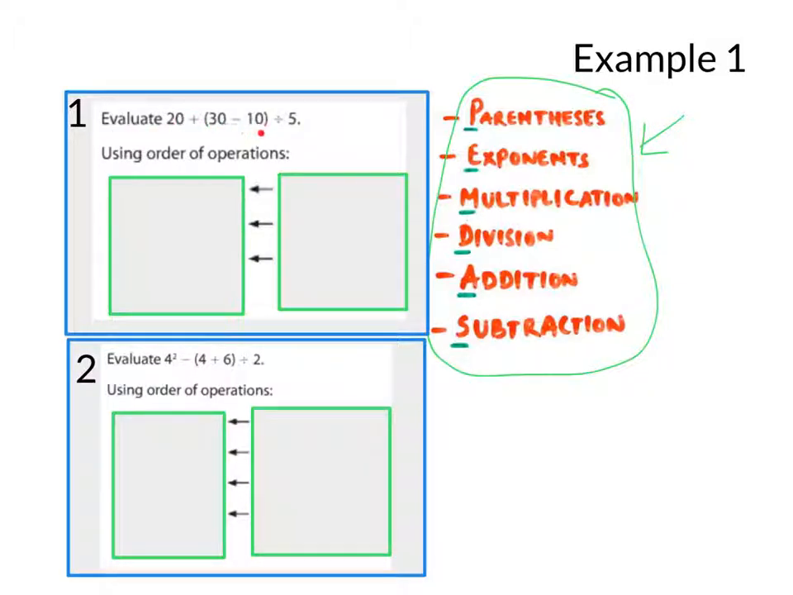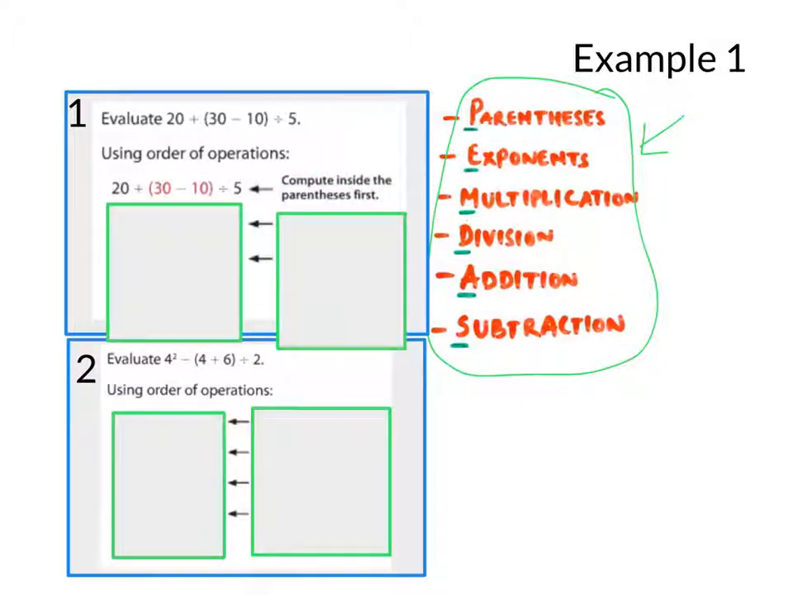Alright, so the first one, evaluate 20 plus parentheses, 30 minus 10, parentheses, divided by 5. Alright, so I'm going to use the order of operations. So I'm asking myself, what do I do first? And so I'm going to look over this cheat sheet over here, and in my head I know PEMDAS, and I know that parentheses goes first, and I see parentheses. And so I know that I'm going to do that first. So that's highlighted in red, and we're going to go inside the parentheses first. So now we made this. So look how 30 minus 10 became 20.